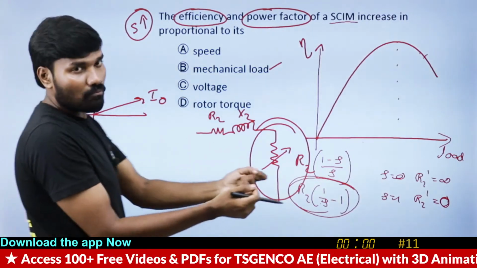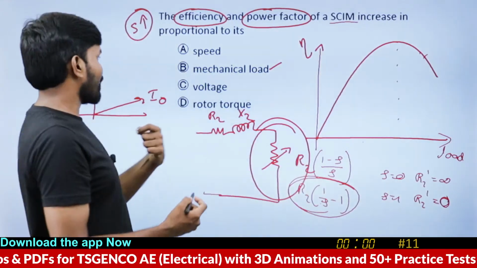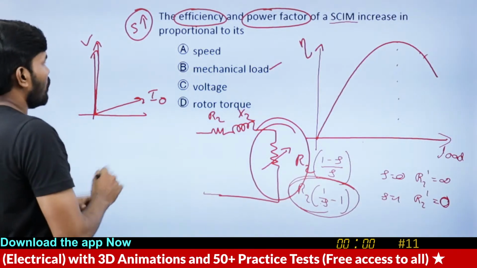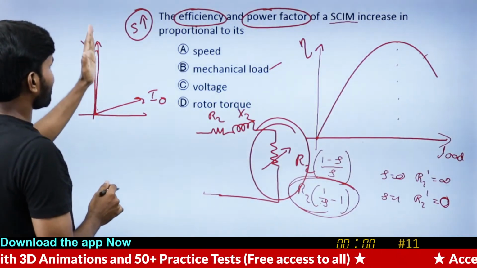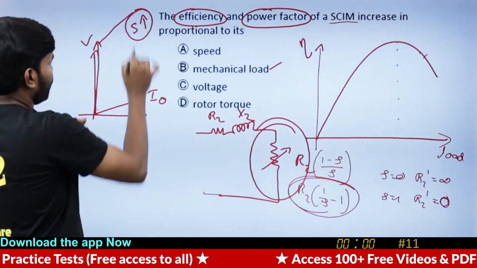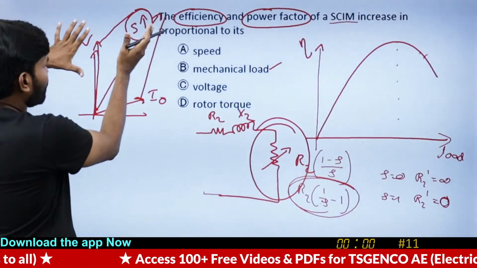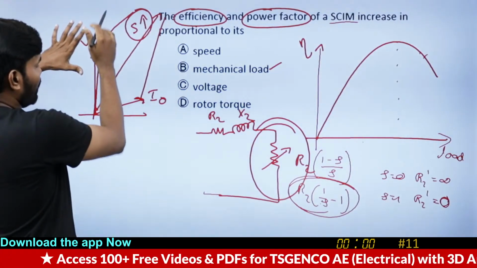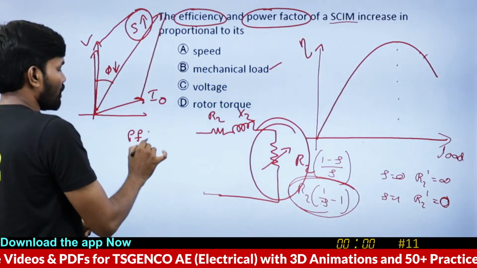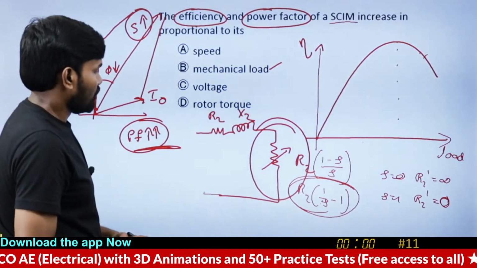Now when I'm drawing more mechanical load, the active part of the current will be in phase with the voltage. So this in-phase current is more and more when I'm drawing more mechanical load. So the resultant will be somewhere over here. If I draw even more current, the resultant will shift even more like this. So the power factor angle is reducing, so the power factor value is increasing.